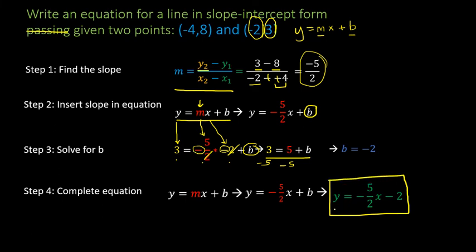So in other words, any x value and y value that satisfy this equation, that come up with a true result when we plug them in, will give us ordered pairs that fall on the graph of this line.